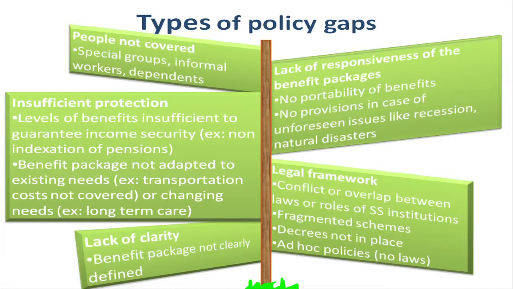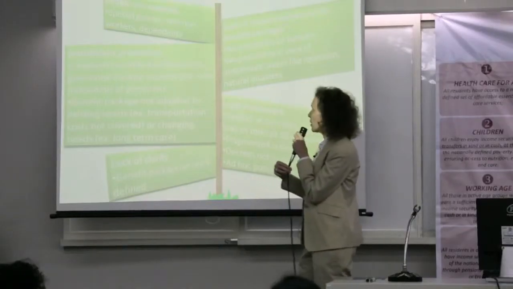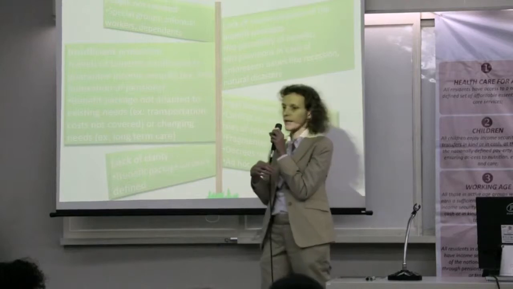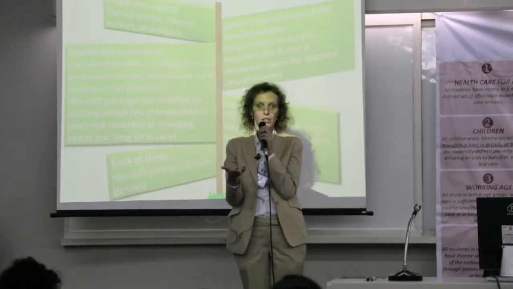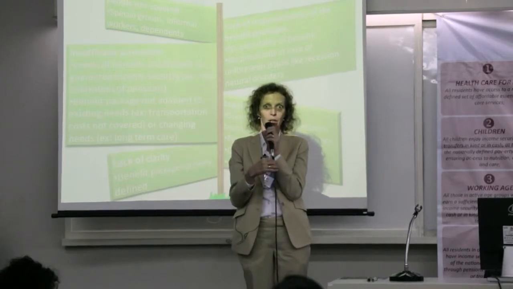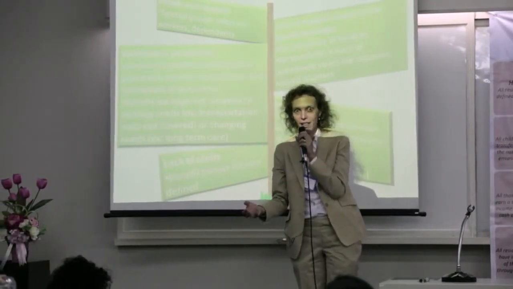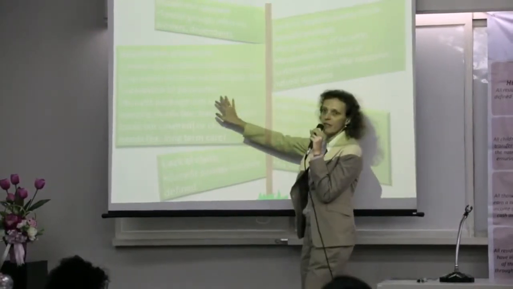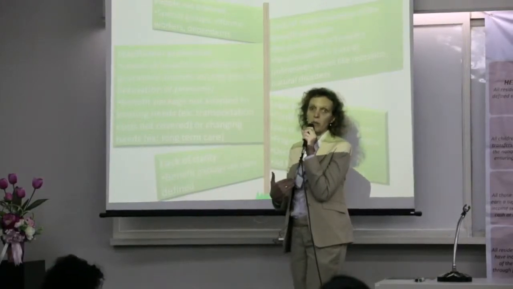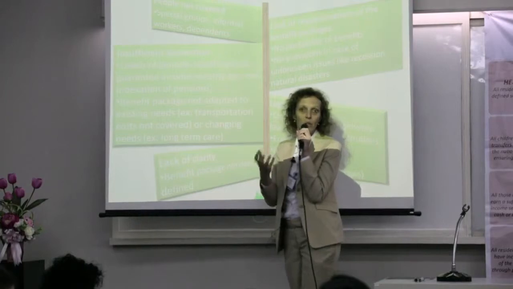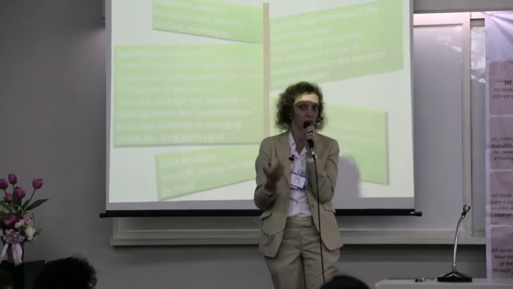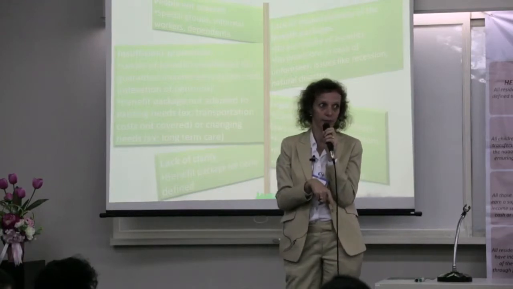Then you can have a policy gap when the levels of benefits are really insufficient to guarantee income security, because our objective is to have income security. We had a question on whether the lump sum payment upon retirement provides enough protection, and the answer during the Jeopardy game was no, because the lump sum, you just use it and then you have no income security, correct? In a country where the pensions are not indexed on inflation, for us it's a problem as well. This is written in the law or the decree, so it's a policy gap. If you want to change that, you have to change the legal framework.